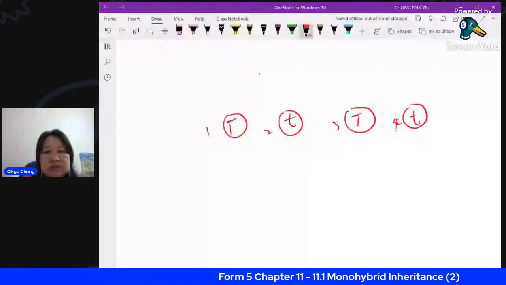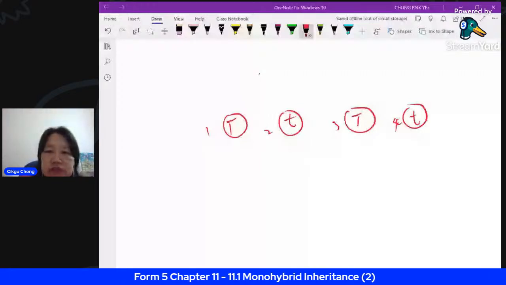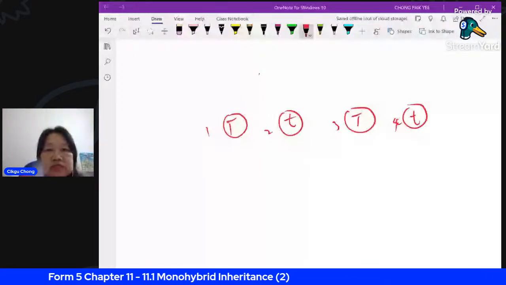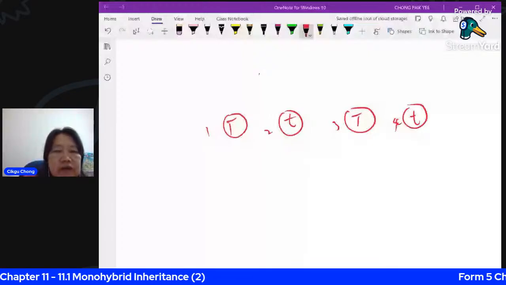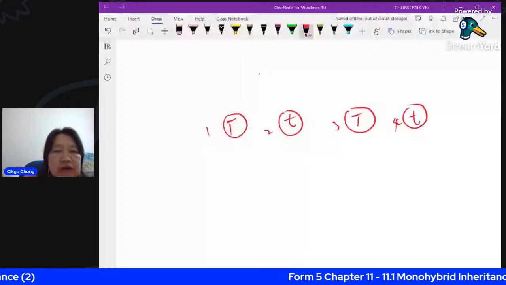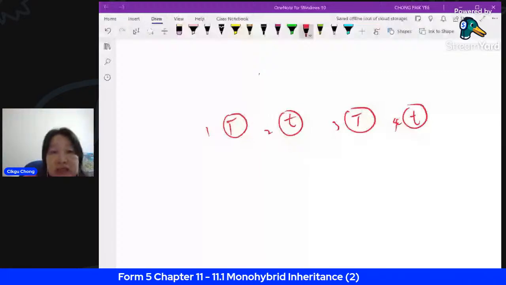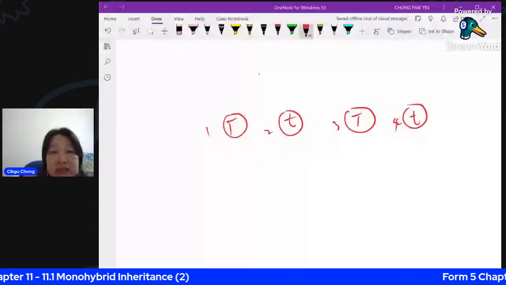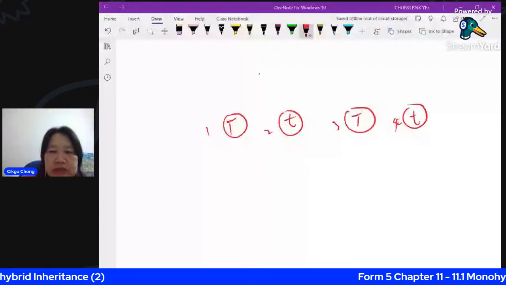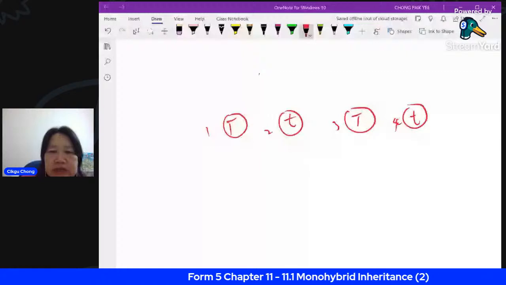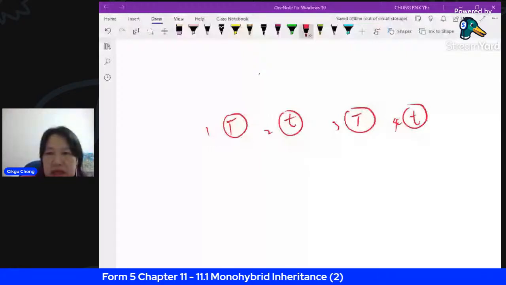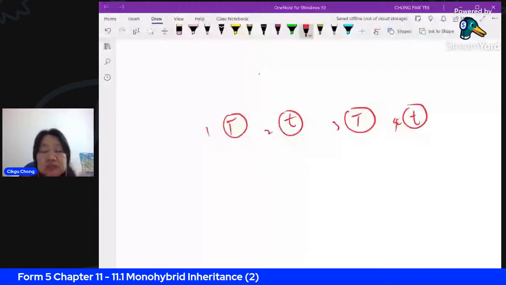Now for the F2 generation, F2 is this one. In F2 you have capital T, small t, one individual. The other individual will also have capital T, small t. So you put it this way. One individual you put like this, capital T, small t. I rub this away first. And the other individual you put like this, capital T, small t. So you start combining them.